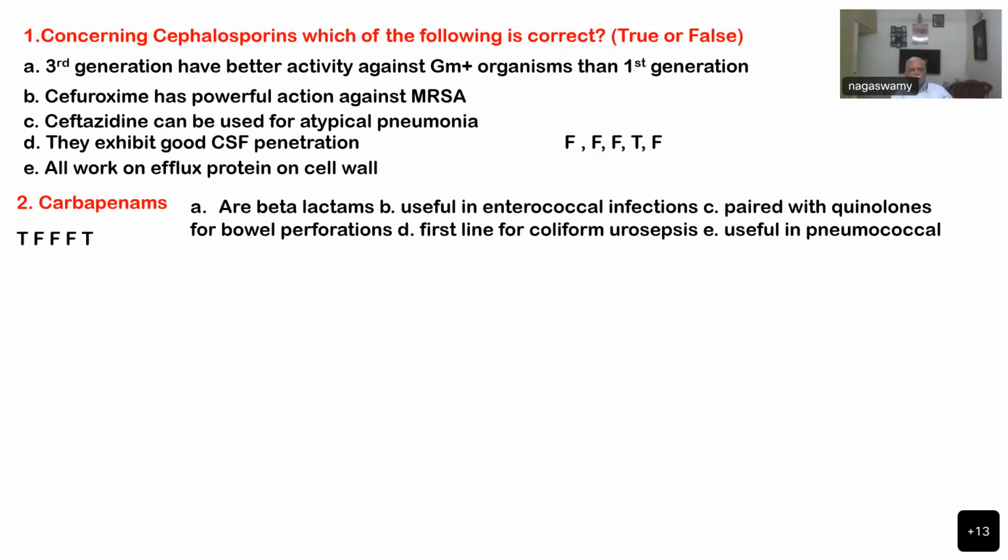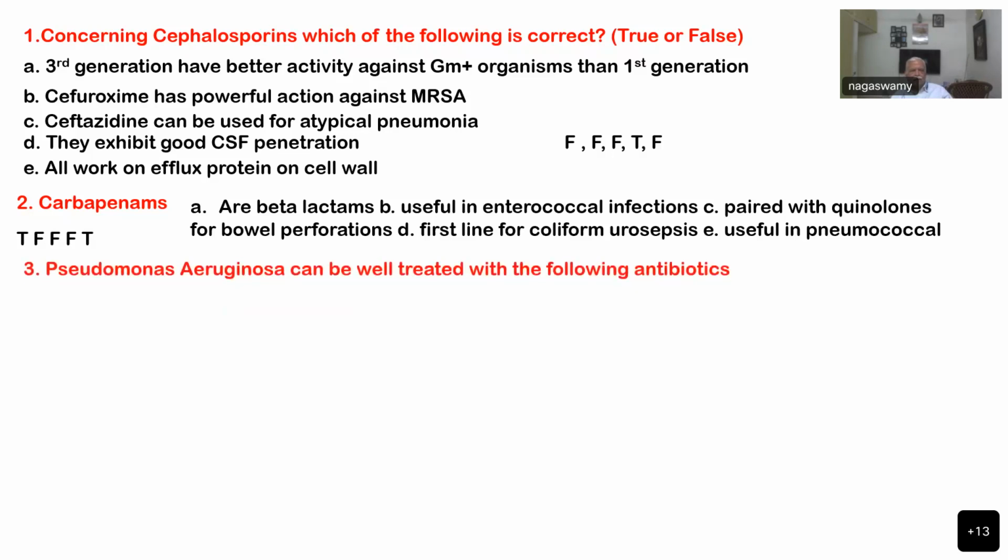So the answer is first and fifth only. Beta lactams is true. They are useful in pneumococcal pneumonia is true. All the other things are false. It is not useful in enterococcal infections. It is not combined with quinolones. It is not the first line for coliform urosepsis. So that is about carbapenems.